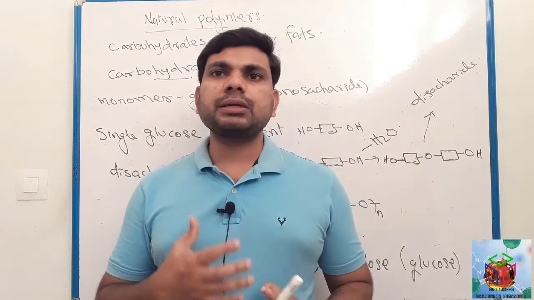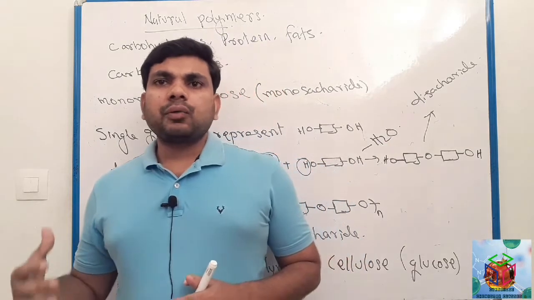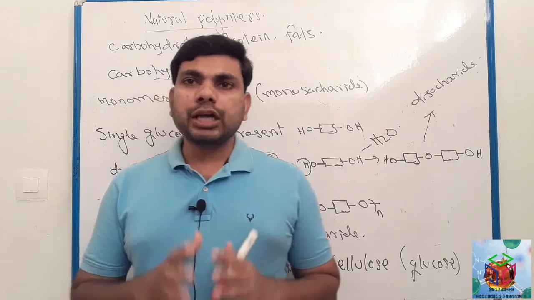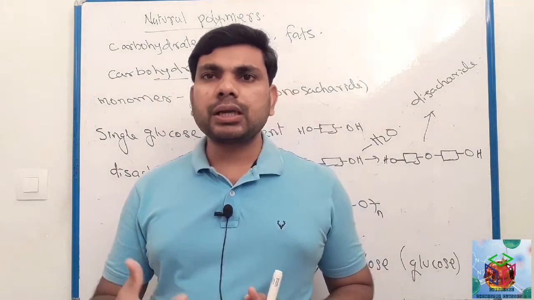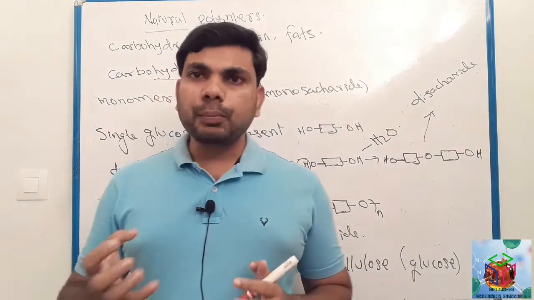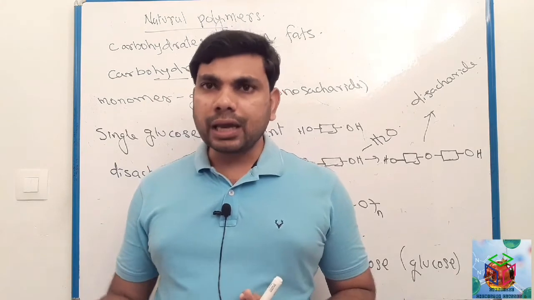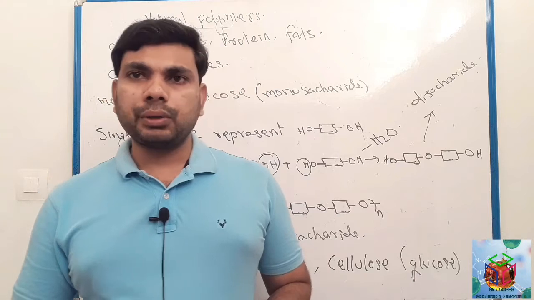Synthetic polymers are man-made polymers. Okay, so next we have to discuss natural polymers. Natural polymers mean polymers that occur naturally. Polymers which are obtained from plants or animals are called natural polymers.